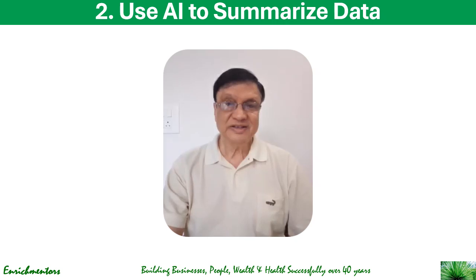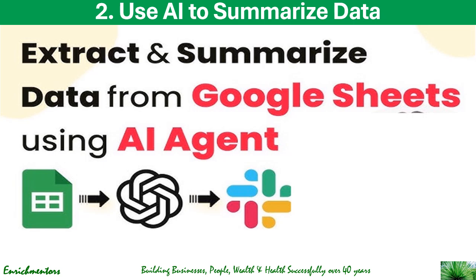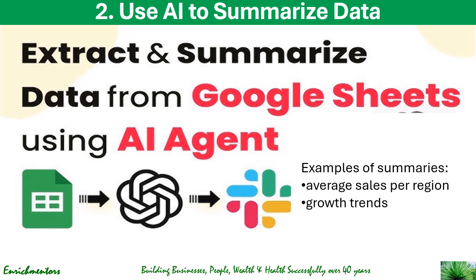The second step is to use AI to summarize data. AI can quickly summarize data sets and highlight important patterns. Examples of these summaries could be things like average sales per region, growth trends, and distribution of customer segments. The tools commonly used are Microsoft Excel and Google Sheets, and AI can help interpret tables and dashboards produced by these tools, so you start learning quick data comprehension.